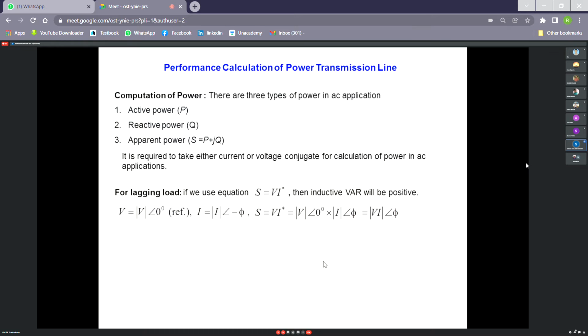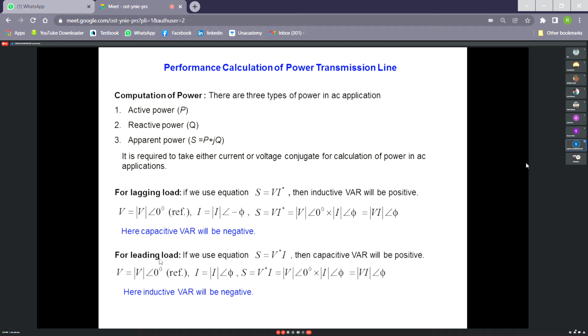But the system will not change whether you are taking VI conjugate or V conjugate I. The system will be the same, only your mode of calculation is different. The real part of the power is active, and the imaginary part is obviously reactive, but whether capacitive or inductive, you have to decide. So in that case, we have to follow one convention. Generally, in power system calculation, we calculate power using VI conjugate. We always take the current conjugate.